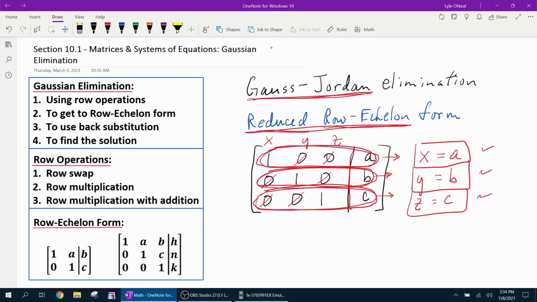But to minimize the amount of row operations that we need to use, we're only going to use Gaussian elimination to get to row echelon form, and then we will use back substitution to find the solution. Okay, so that's where we're headed. Now we're going to look at some examples.